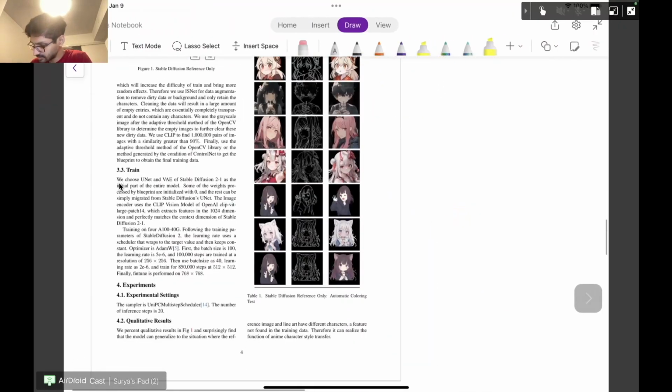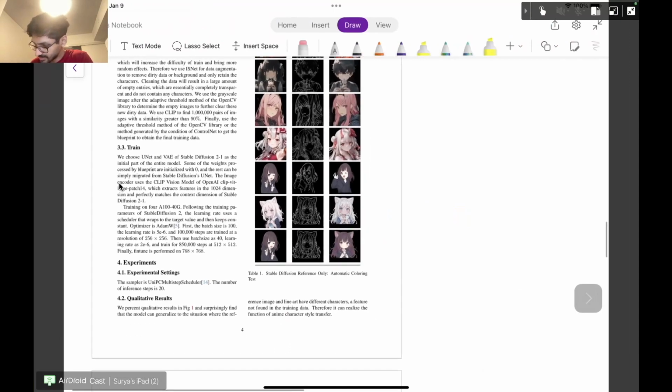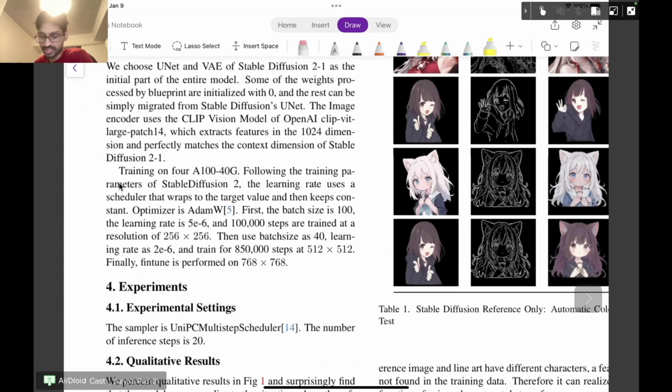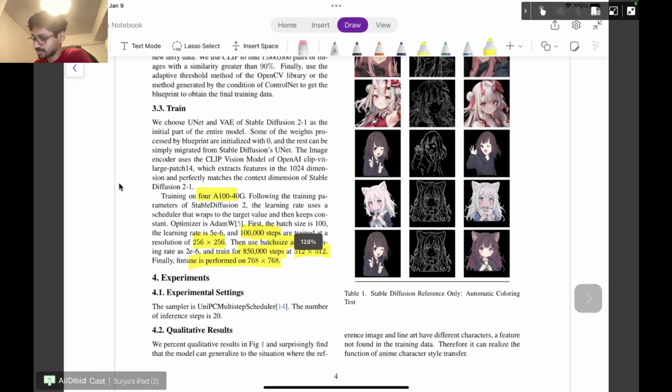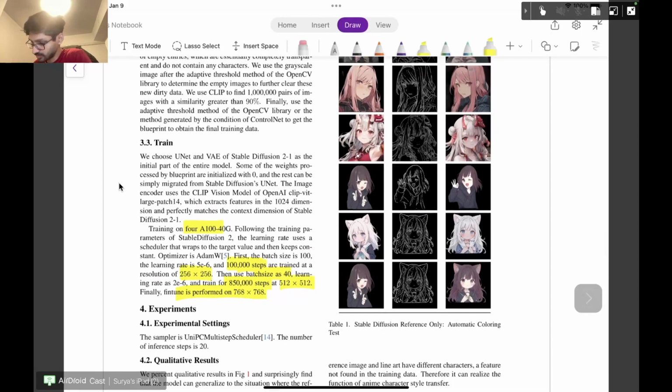I think I can go a little bit into the experimental details as well so that you get an idea of how much compute this takes. So they use 4 A100s, start training at a resolution of 256 by 256 for 100,000 steps, and then they reduce the batch size, increase the generation size, and train it for more steps. And then they finally fine-tune it on a much higher resolution. So this is very similar to the Stable Diffusion training protocol, and they reuse that pipeline as much as possible, and that seems to work quite well for them.